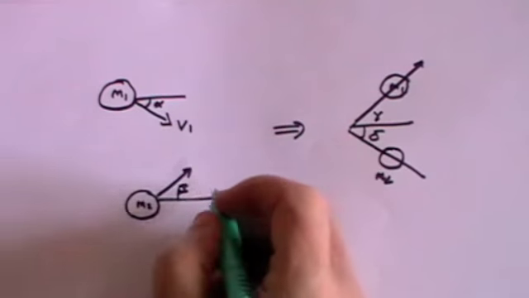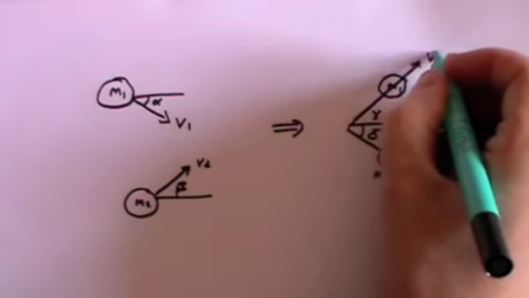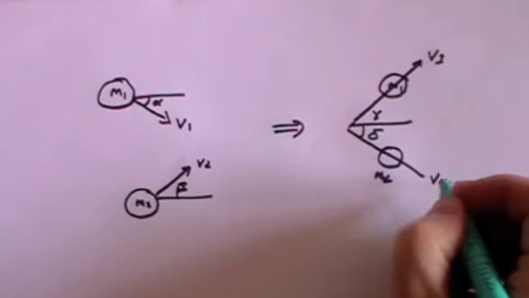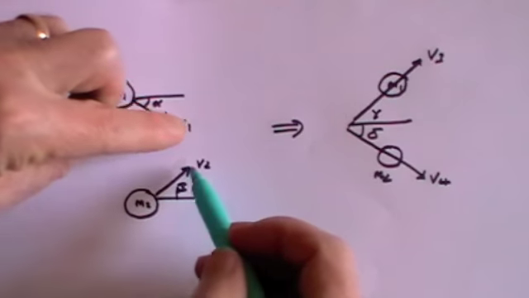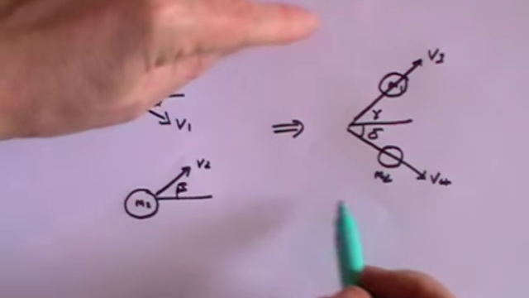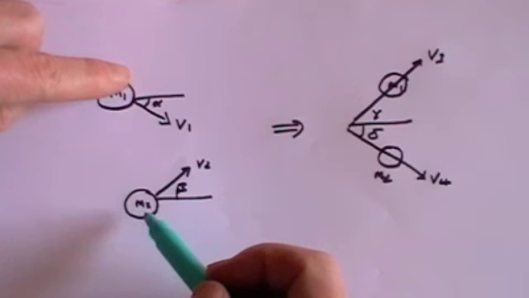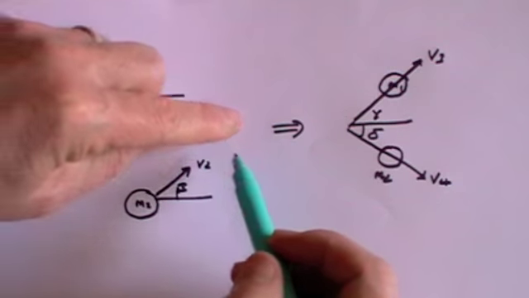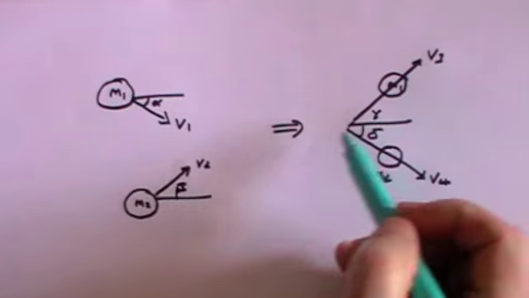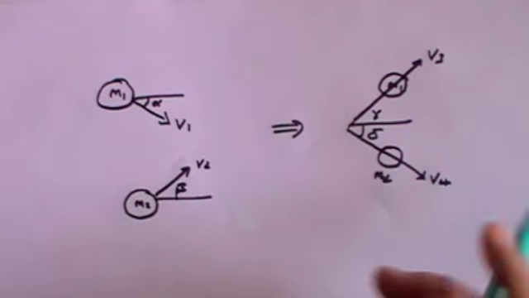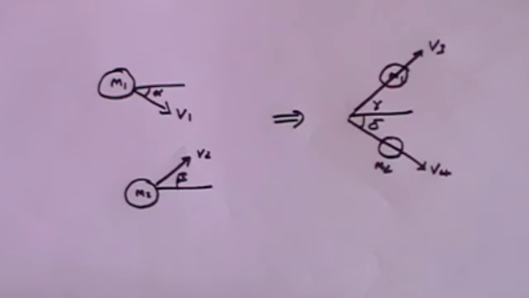This is v1, this is v2, this is v3, this is v4. And the idea is that the balls are coming in, colliding, and then going out again like that. So they both come in, they hit one another, and they go off like that. So you've got balls coming in and the balls going out. And remember, we've got to resolve all this in terms of the x and the y coordinates.